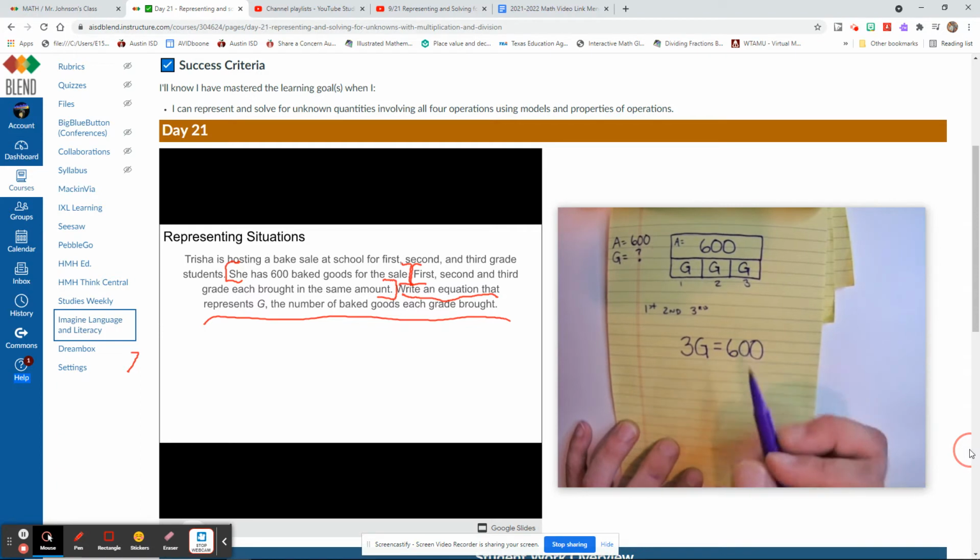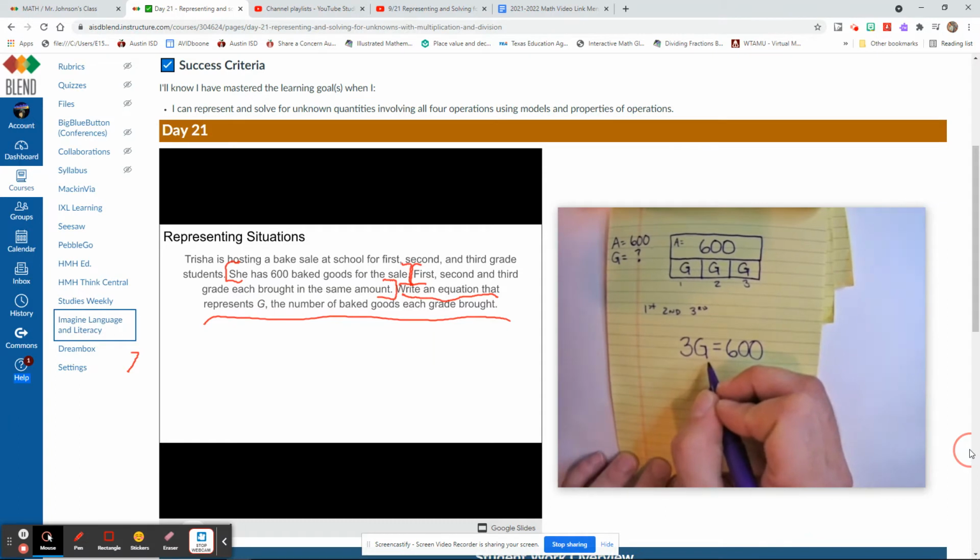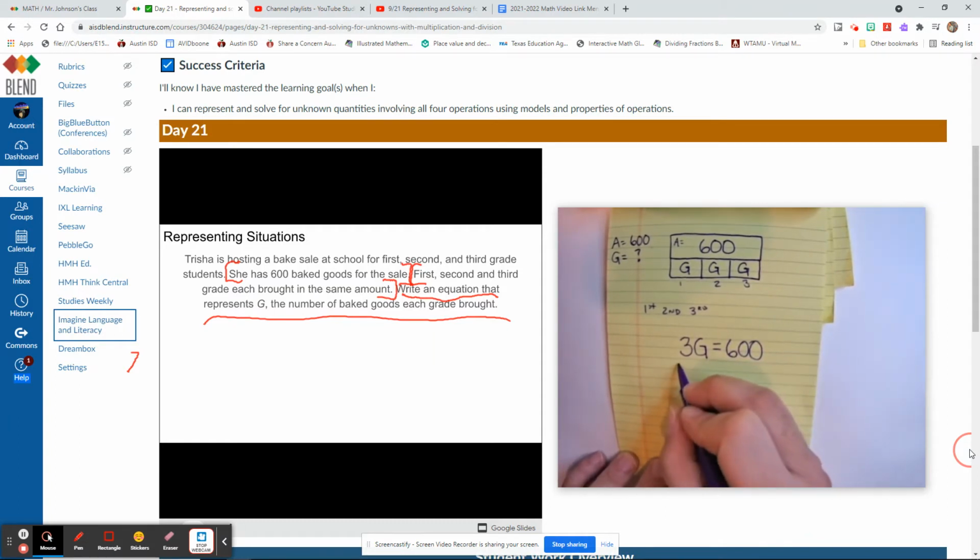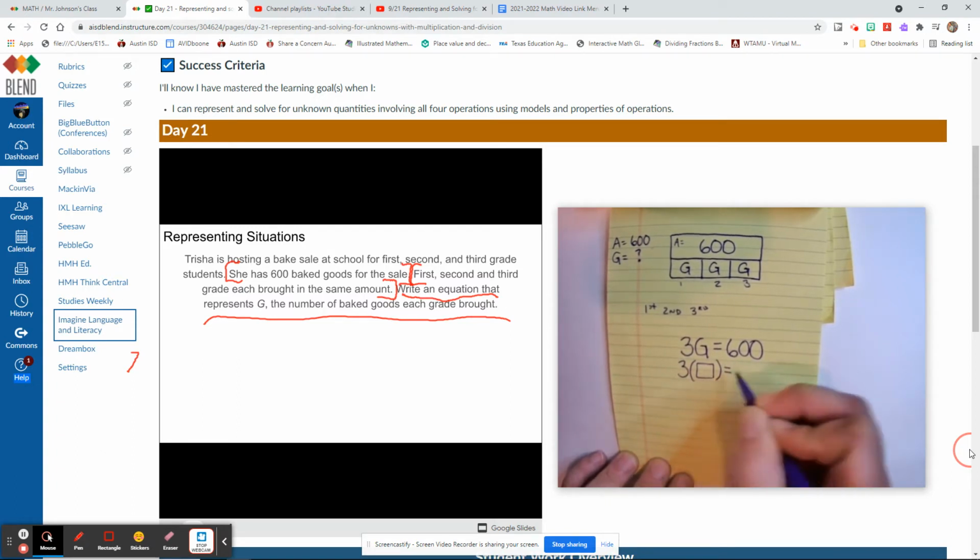So with a fact family, is there some kind of problem that might be easier than this one to figure out what our answer is? Remember, if we want to find the answer for this one, basically all we have to do is figure out what number could we replace G with?